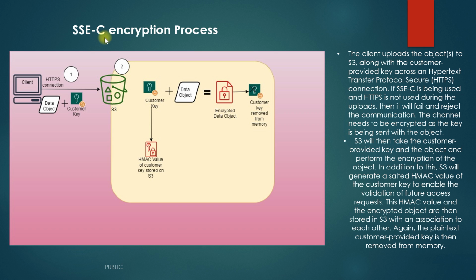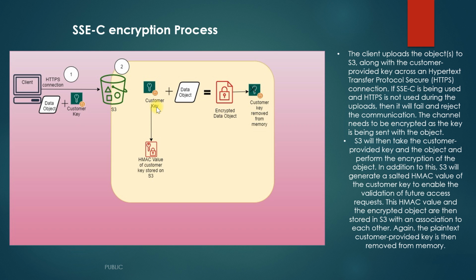When we are using SSE-C as an encryption mechanism, we always use HTTPS or some secured communication channel, because in this particular method, when we are trying to upload a data object to S3, the client will also be sending the customer key along with that data to S3. So it is very, very important. Your communication will not be established unless you are using a secured communication channel for this purpose.